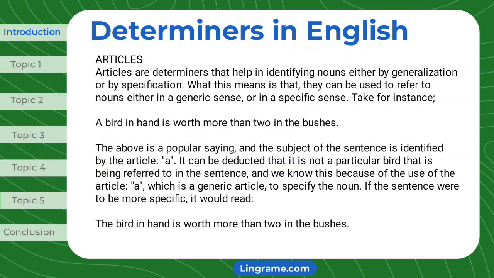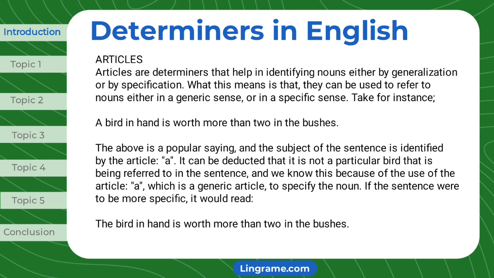Articles. Articles are determiners that help in identifying nouns either by generalization or by specification. What this means is that they can be used to refer to nouns either in a generic sense or in a specific sense. Take for instance, a bird in hand is worth more than two in the bushes. The above is a popular saying, and the subject of the sentence is identified by the article, a. It can be deduced that it is not a particular bird that is being referred to in the sentence, and we know this because of the use of the article, a, which is a generic article, to specify the noun.